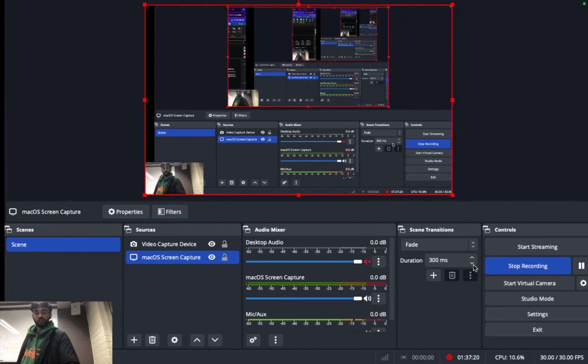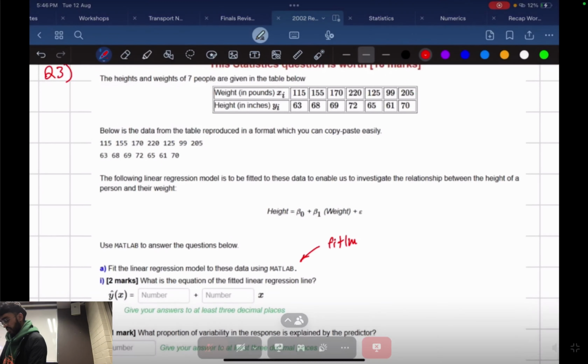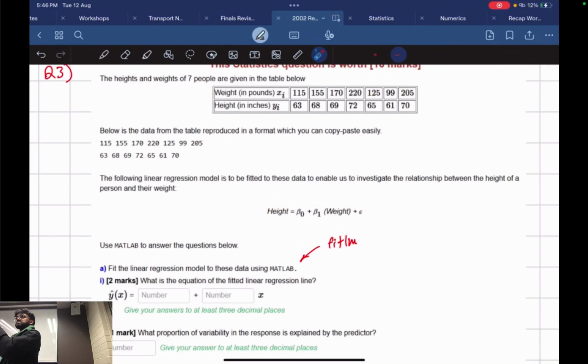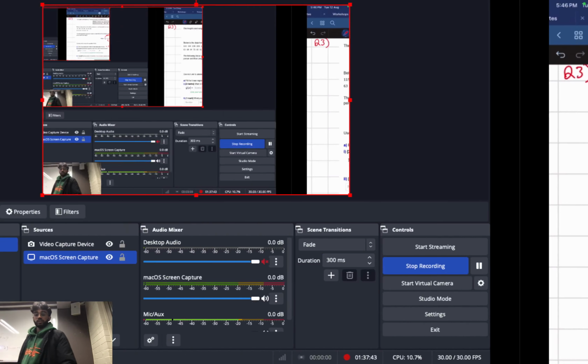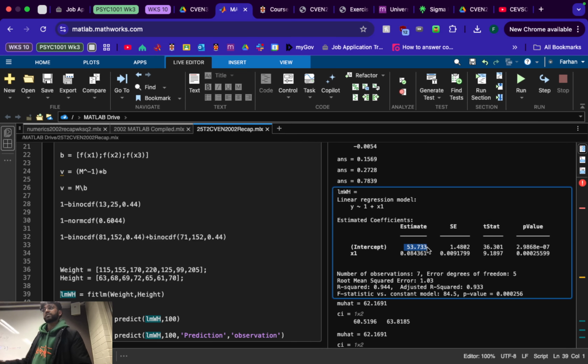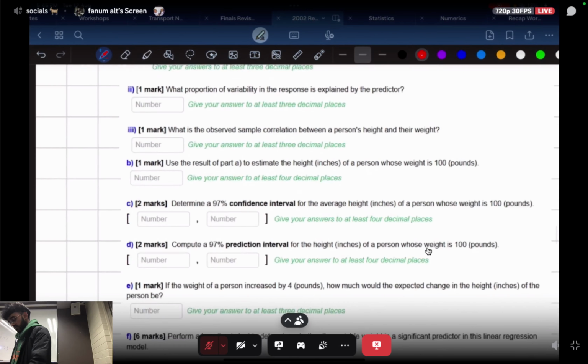So pretty much, when I go back to my thing, it's a linear regression line. So y equals mx plus b, or in this case, we have an intercept and we have a gradient. Okay, so if I go back here, our intercept is given by 53.733, and our gradient x1. So this is beta 0, and this is beta 1.